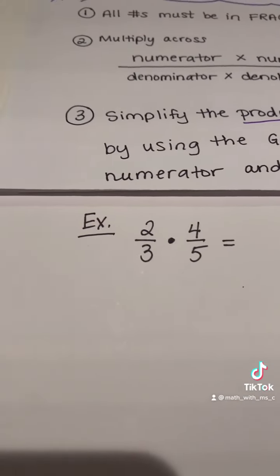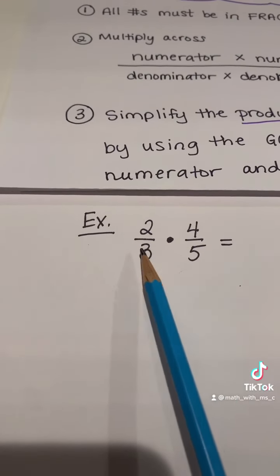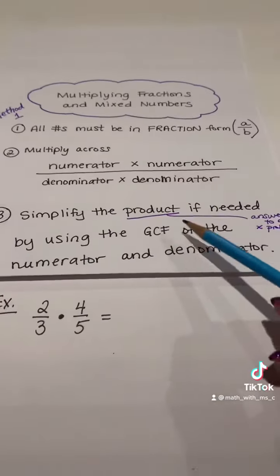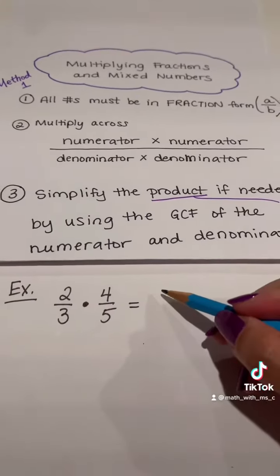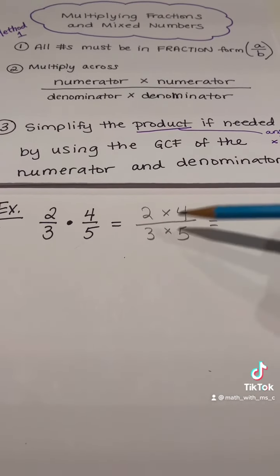Let's look at this example. That is called a multiplication dot. So this means 2/3 times 4/5. So if you look at the rules, it says numerator times numerator over denominator times denominator. So I rewrote it like this, 2 times 4 over 3 times 5.